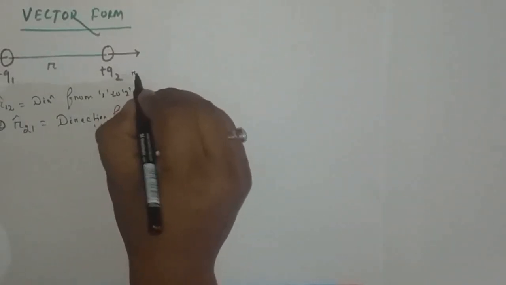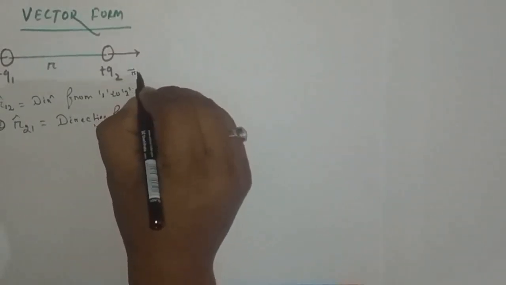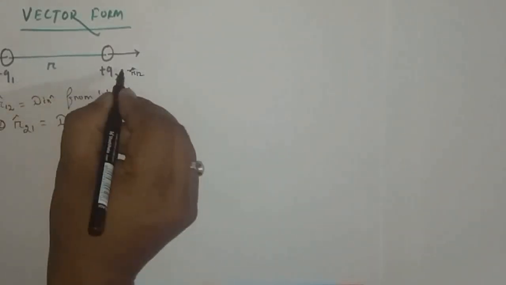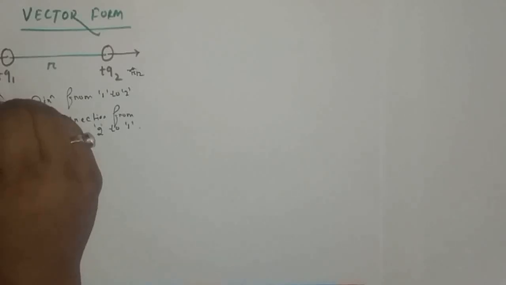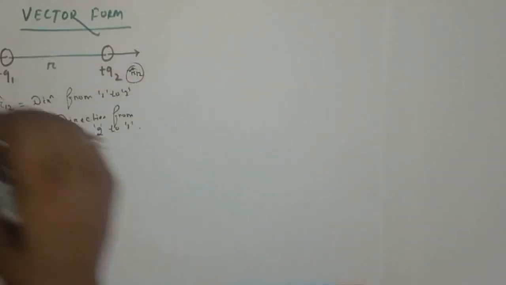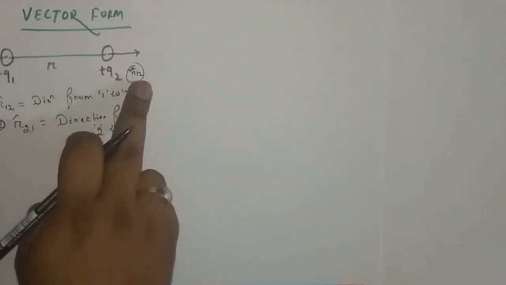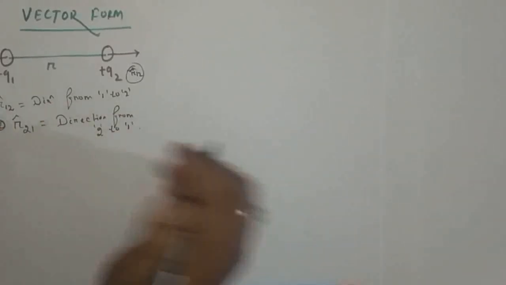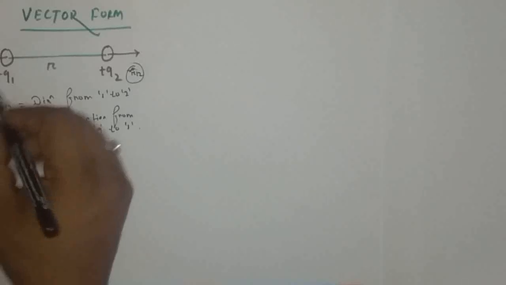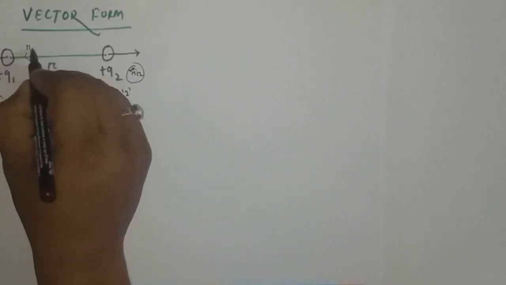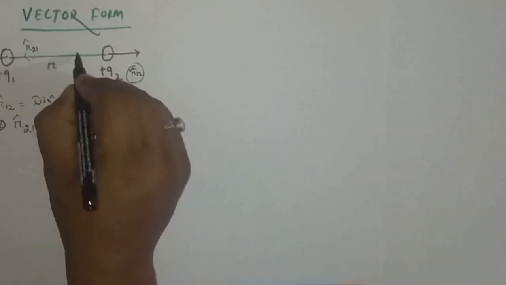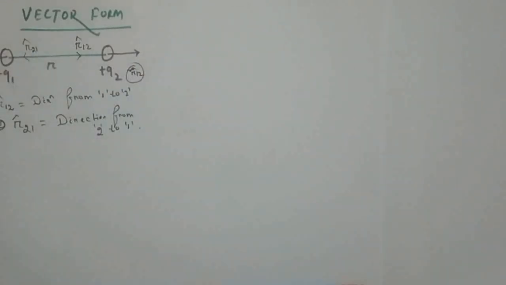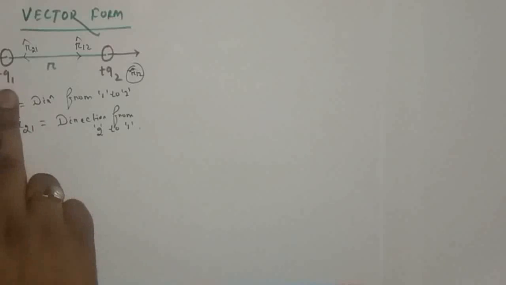This direction is nothing but R1 2 cap. This direction is what? 2 to 1. So I will write this as R2 1 cap. So I think you got that concept. R1 2 cap, R2 1 cap. That means if I move in this direction, it is R2 1 cap direction. This direction is R1 2 cap direction.